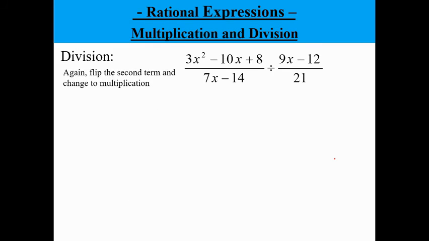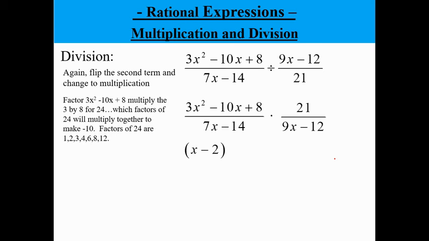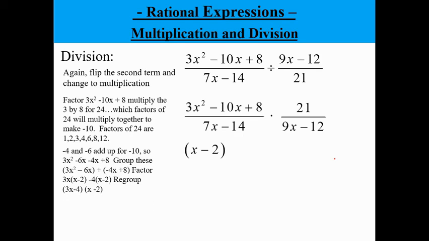Alrighty, here we have, again, we will flip the second term, change to multiplication, and again, we have a lot of factoring to do. Okay, so again, the 3x squared minus 10x plus 8, you're going to multiply the 3 by the 8 for 24, and so then you need to ask yourself, which factors of 24 will multiply together and when you add them will add up to negative 10, okay? And so negative 4 and negative 6 adds up to a negative 10.